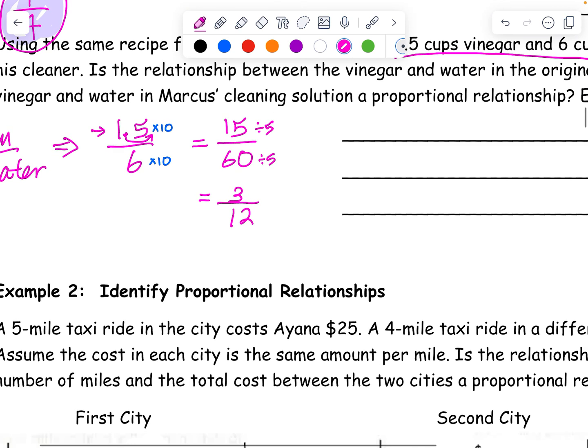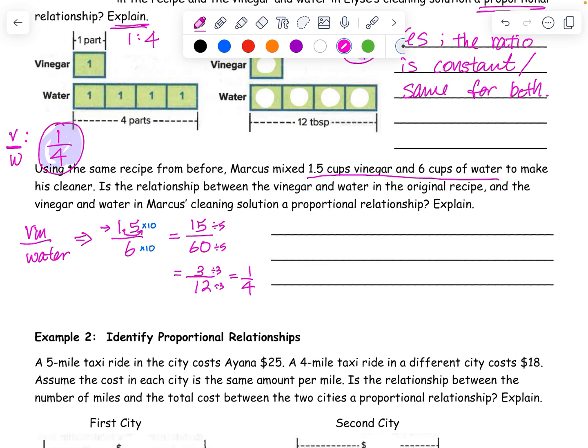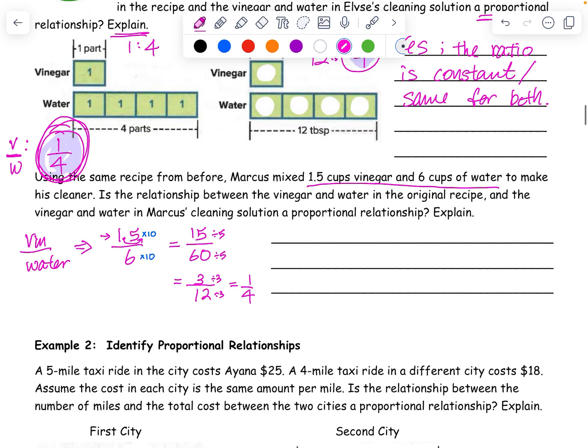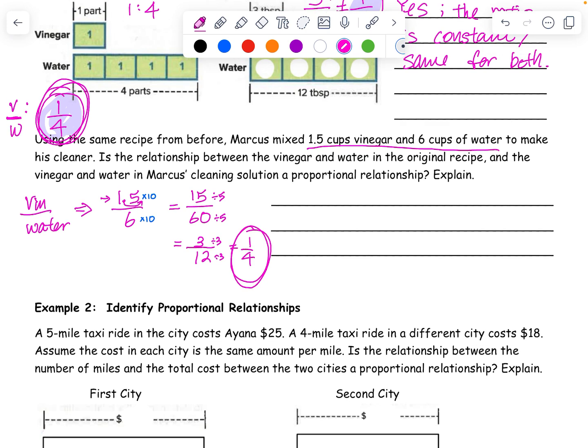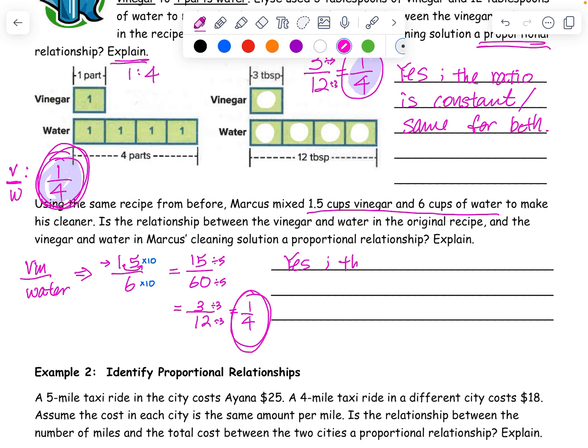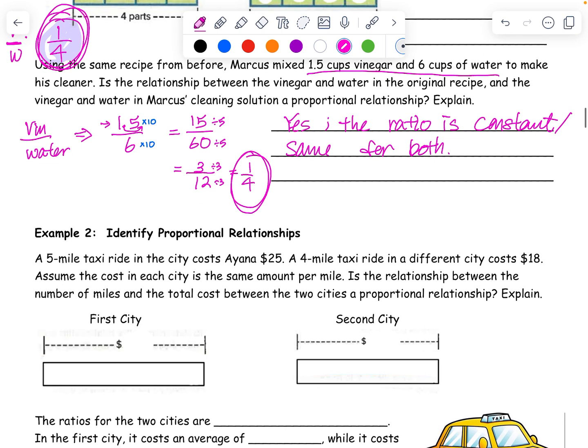We can simplify this even more. Divide top and bottom by 3. And this turns into 1/4. Okay, and as you can see, the original one was 1/4, and Marcus's simplifies to 1/4. So this is yes, a proportional relationship. Yes, and we can use the same reason. The ratio is constant, or same for both. Okay. All right, let's look at the next example.